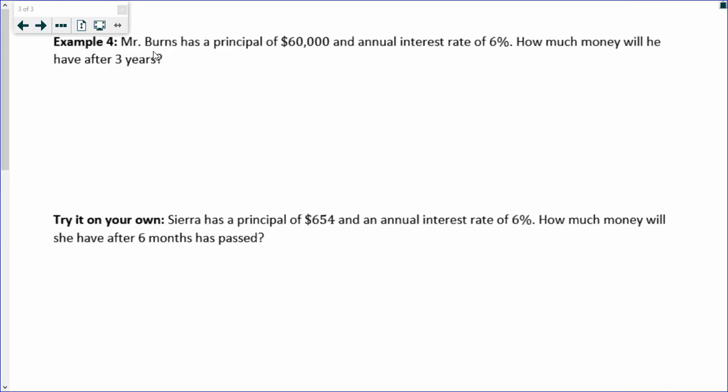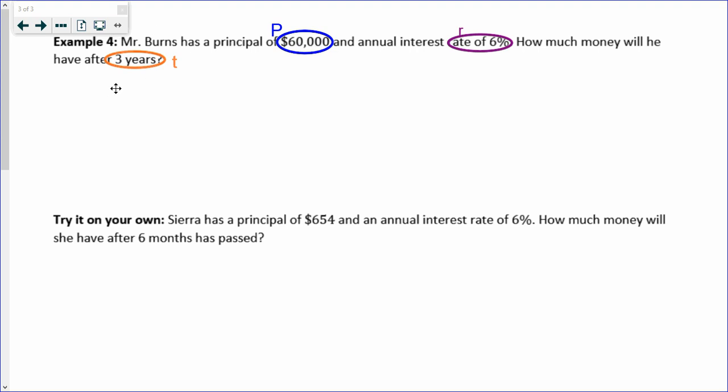Finally, last one. Mr. Burns has a principal of $60,000, so we know that's our principal, and an annual interest rate of 6%, so we know that's our R. How much money will he have after 3 years? So that's our time. Now, it says after 3 years, not how much interest he'll have after 3 years, how much money. So that's a little different than what we've seen.